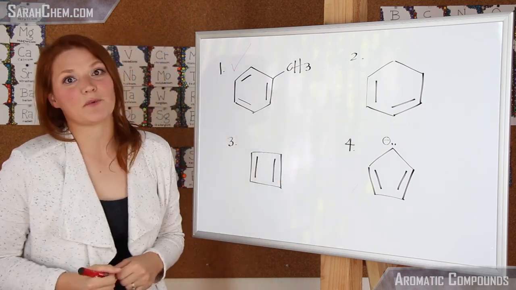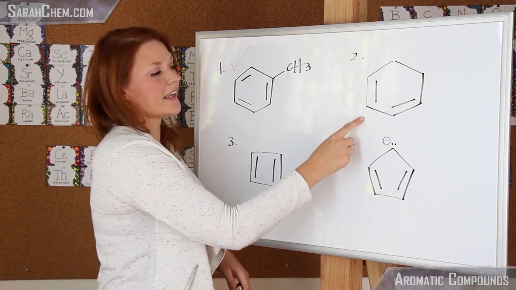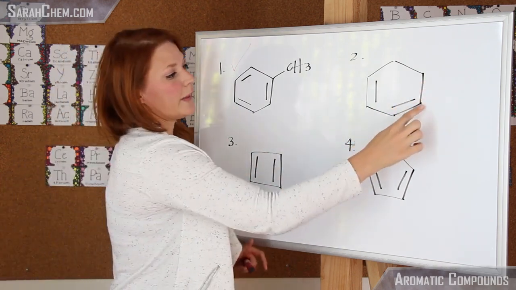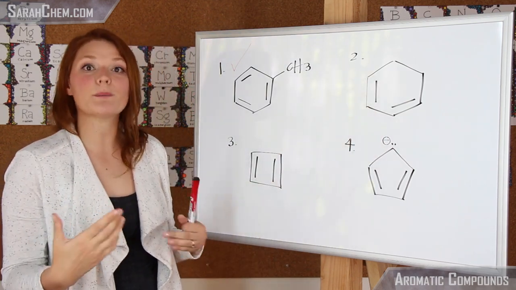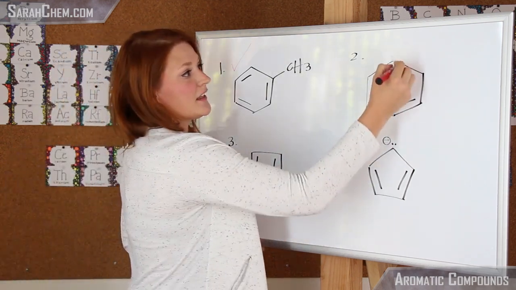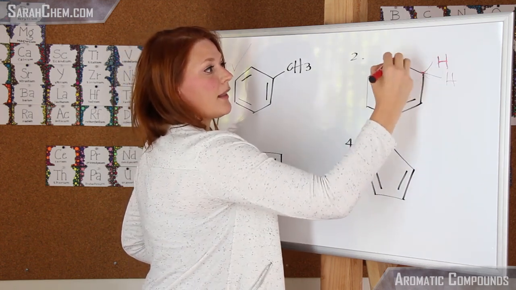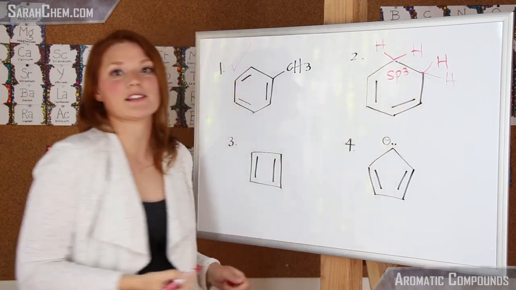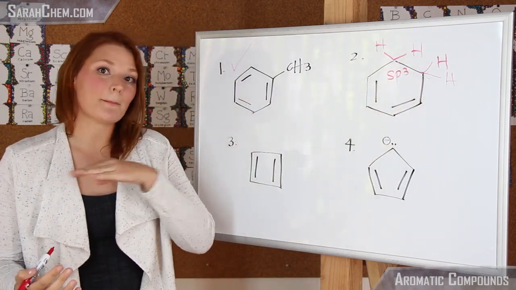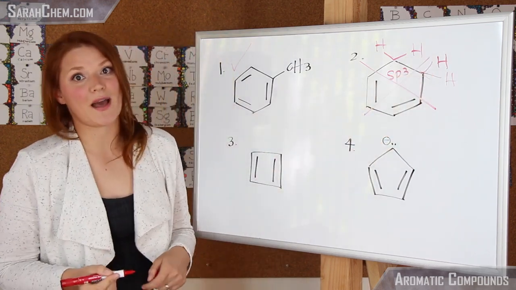Let's take a look at the second one. So it's got the cycle, so good on the first criteria. The second one has to be planar. So we can see that all of the carbons that are participating in those double bonds would be sp2 hybridized. These ones here, though, would not. They both have two hydrogens implied coming off of them, so they would be sp3 hybridized. And because of that, this would not be a planar cyclic compound, so this one here would not be aromatic.